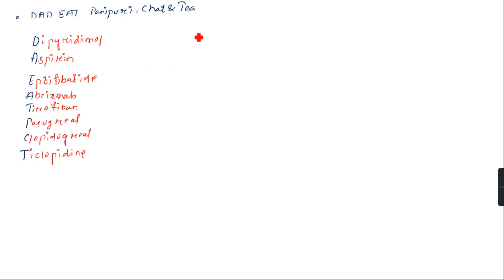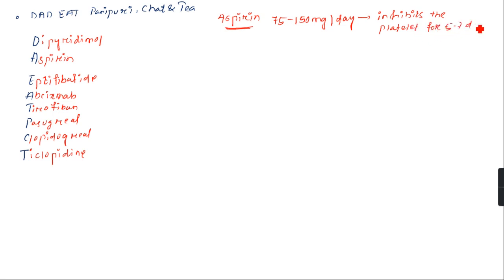So let us discuss some important points regarding this class of drugs. If we discuss aspirin, one of the important drugs, it is a non-steroidal anti-inflammatory drug. Nowadays it is a frequently used drug in such conditions. Aspirin is basically given at 75 to 150 mg per day. It inhibits the platelet for 5 to 7 days, because it is an irreversible inhibitor of platelet.